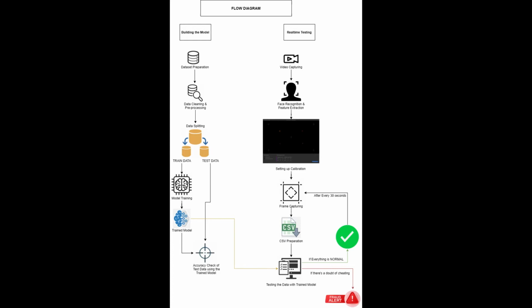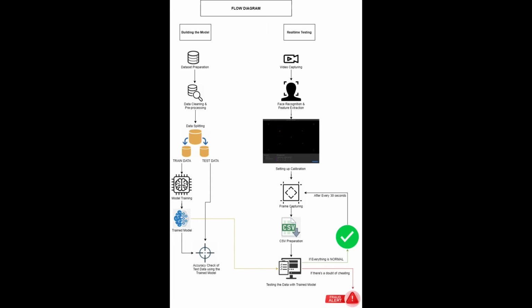We use the training data to train the model, and after the model is trained, we check the accuracy using the trained model on the test data. If we get a good accuracy score, we continue to real-time testing. Else, we redo this step. Let's move on to real-time testing. Here the very first step is video capturing. After capturing the video, we extract frames, and on each frame we perform face recognition. After recognition of the face, we perform feature extraction to access the eyeballs, and then we point out the points at which the eyeball is looking.